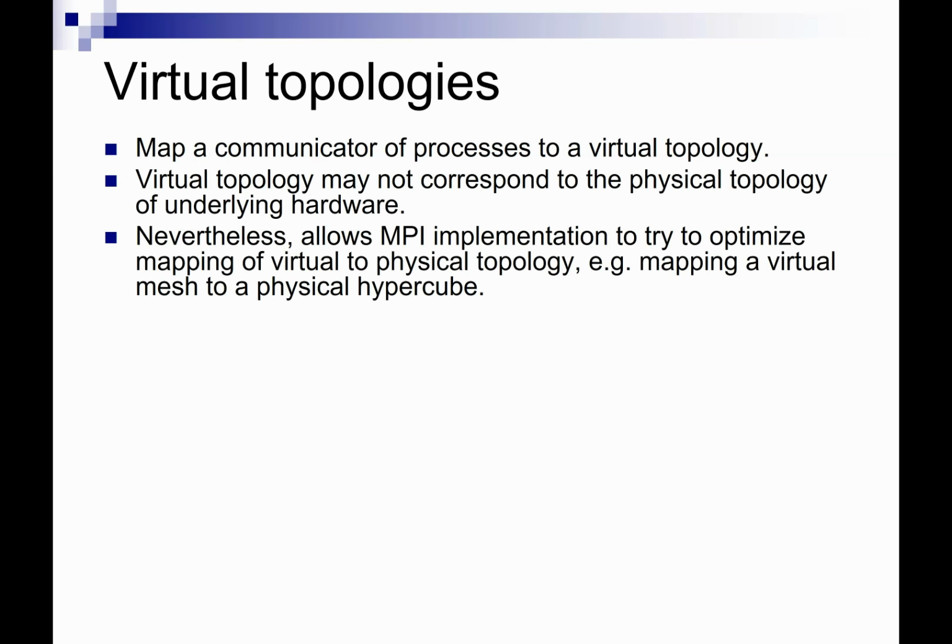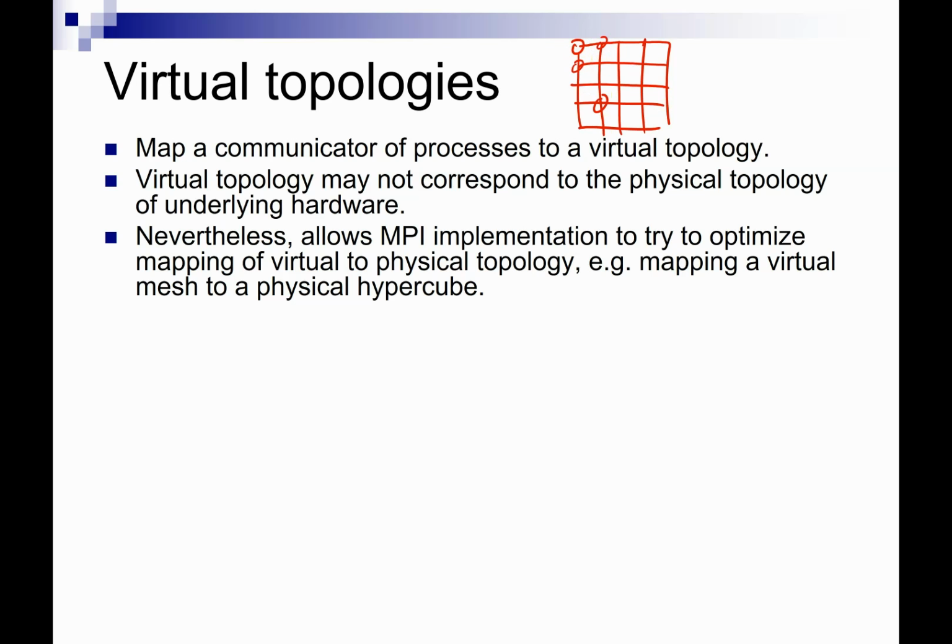The reason you want to do this is that, for example, this set of processes in the communicator may communicate based on a mesh pattern. So you have a bunch of processes, and maybe their communication pattern is not just arbitrary. For example, this process would never directly talk with this process. It would only talk with its neighbors. In that case, you can actually tell MPI about the communication topology of your processes.